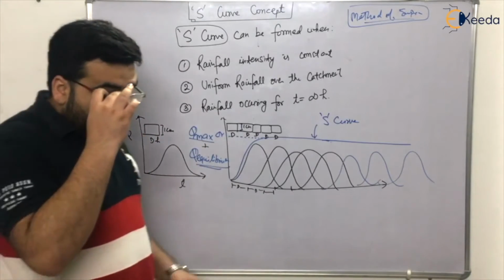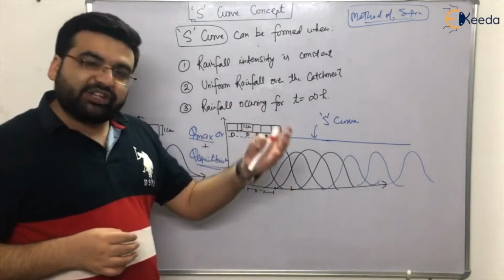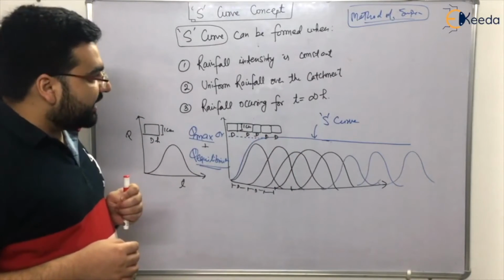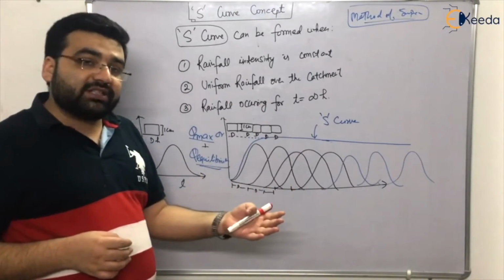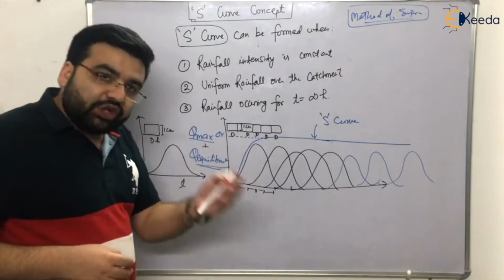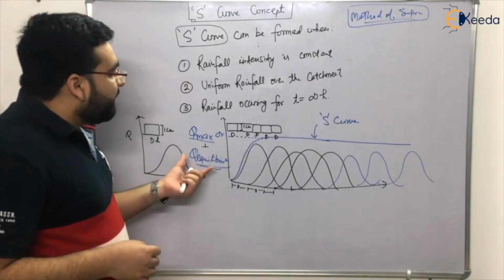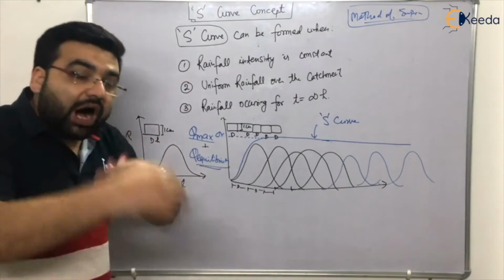many questions are asked based on Q max or Q equilibrium. For example, a particular catchment area is given to you, and you have been given, let us say, the time period, the intensity of rainfall, or the duration of rainfall, and you need to determine the Q max or Q equilibrium. So how to determine it, right?